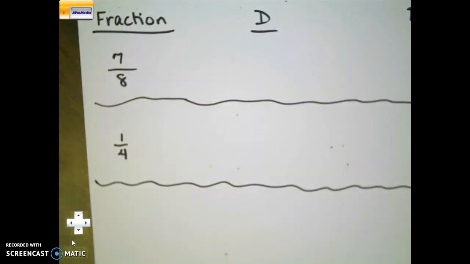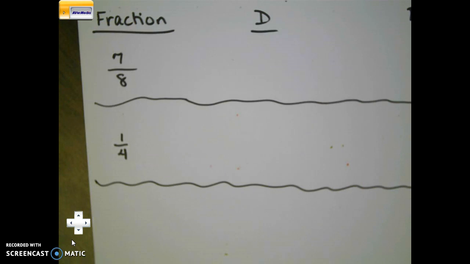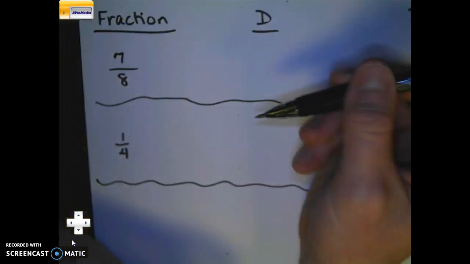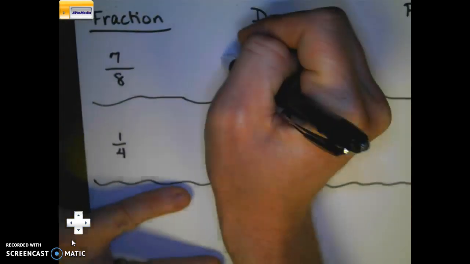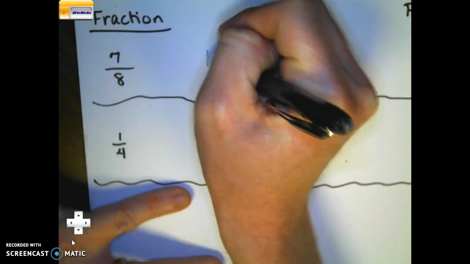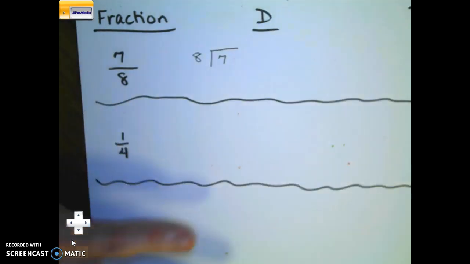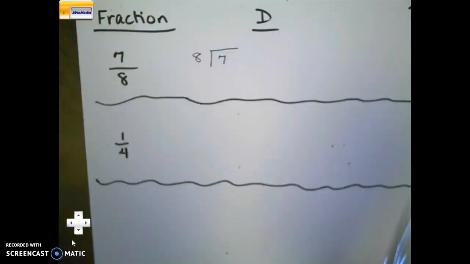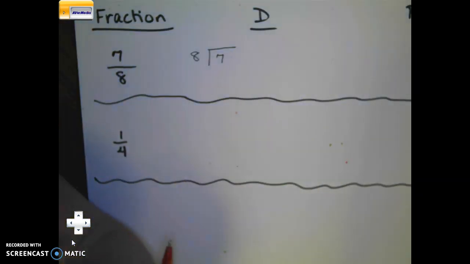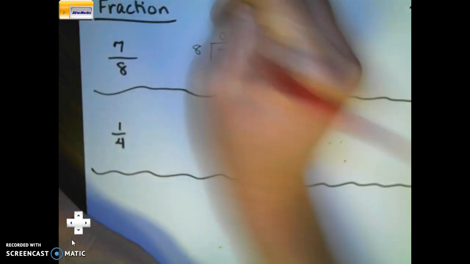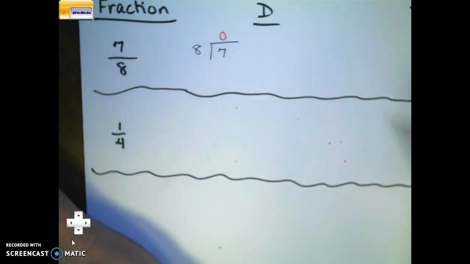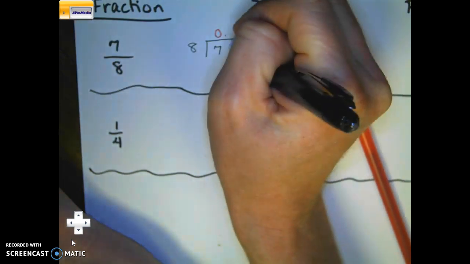I gotta switch to pen, guys, because this marker is giving me a headache. So, top in, bottom out. So the 7 goes in the box, 8 stays outside, right? So, here we go. Can 8 fit into 7? No, it can't. So I'm going to put a 0 right here and a decimal. And then I'm going to put a 0 here.